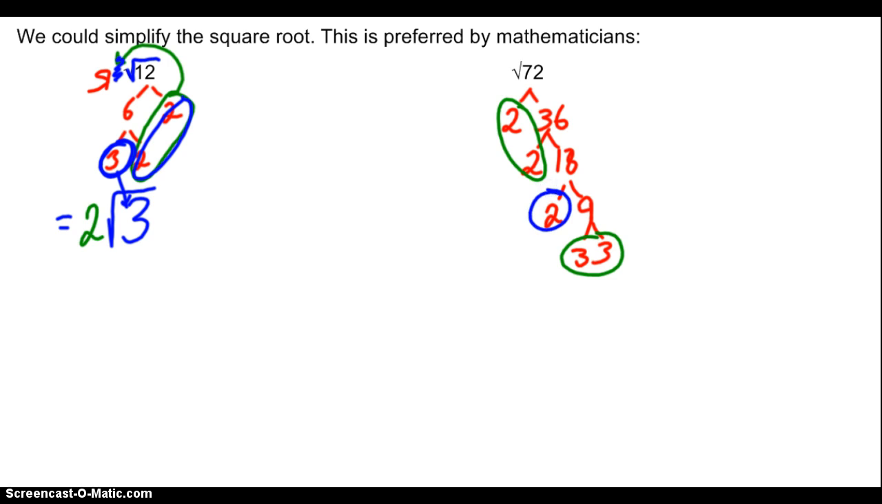So I'll rewrite this as 2 can come outside the square root, 3 could come outside the square root, and that 2 has to stay inside. So 2 times 3 is 6, radical 2. So this is just a second way to simplify your square roots if you're having trouble dividing out perfect squares like 4, 9, 16. This is another option.